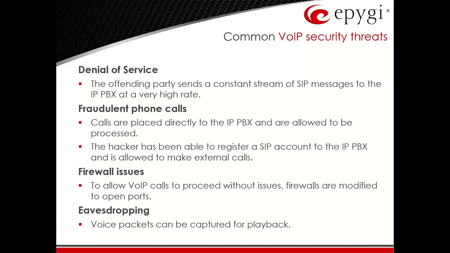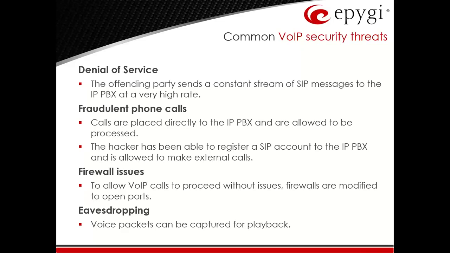Another threat is that of just being able to make fraudulent phone calls. Calls are placed directly to the PBX and are allowed to be processed. The reason for that is maybe a call routing entry wasn't secured properly, so the system is very capable of tandeming phone calls. Another method is if they're able to register a SIP account to the IP PBX, like a remote IP phone. If they're able to register it, it looks like a regular extension, a regular phone. They can make long distance calls that way.